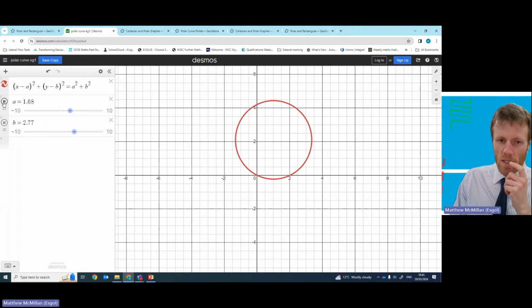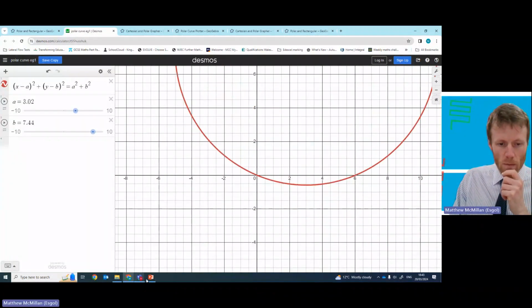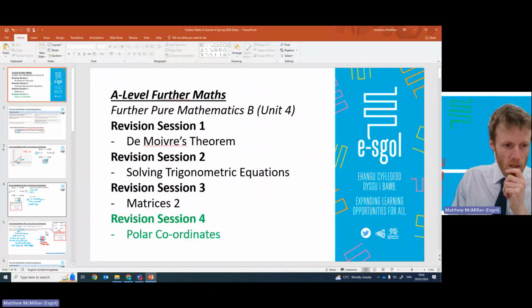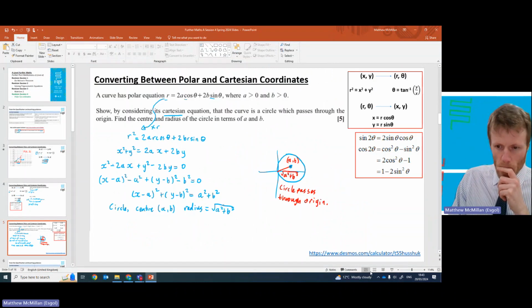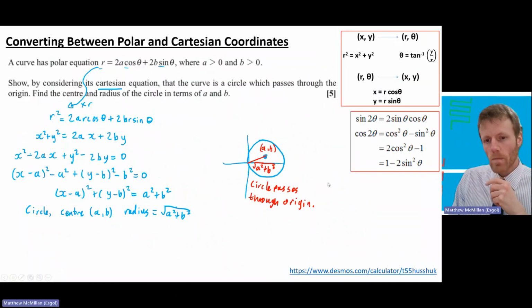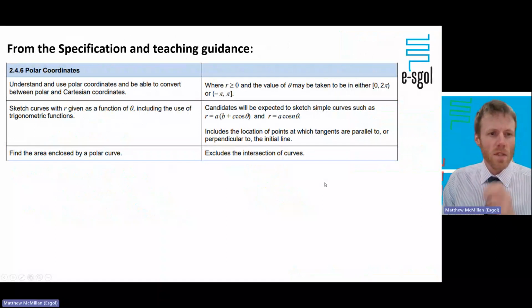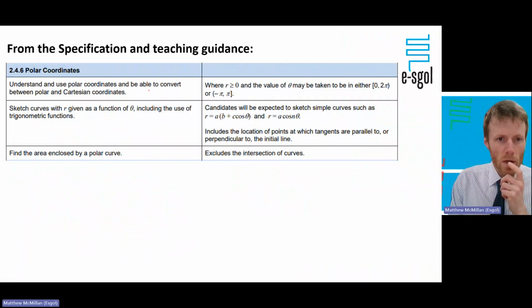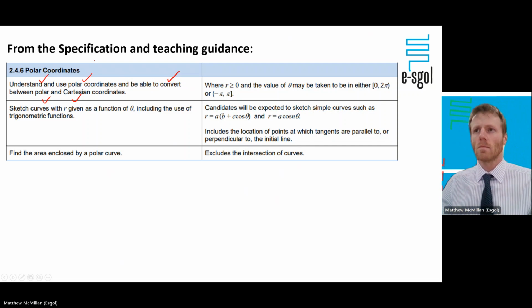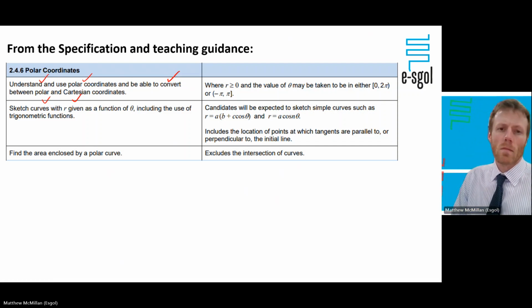And that's kind of what they're saying in this question. Let's go back to here. So that's done a little bit of work on converting between polar and Cartesian, and also just understanding and using polar coordinates. Let's move on to sketching curves.